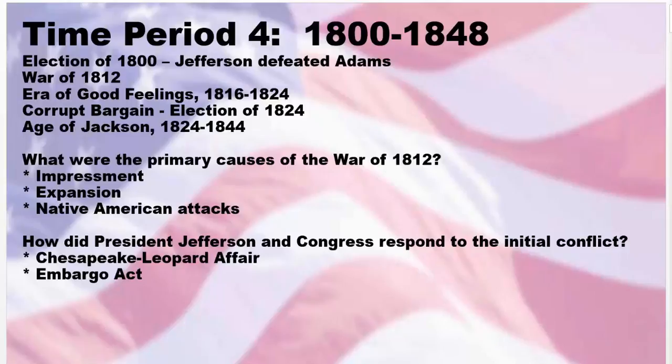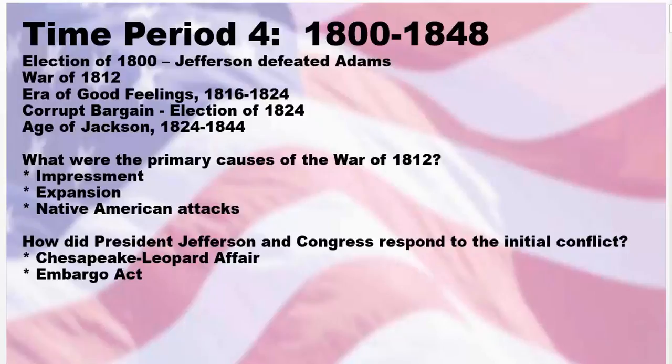So first, what are the primary causes of the War of 1812? It really revolves around impressment. The Chesapeake Leopard affair is when the U.S. ship, the Chesapeake, was attacked by the British ship, the Leopard. And impressment is just when sailors were being kidnapped off of ships, being forced to work on foreign ships. Many countries were picking on the United States at this time.